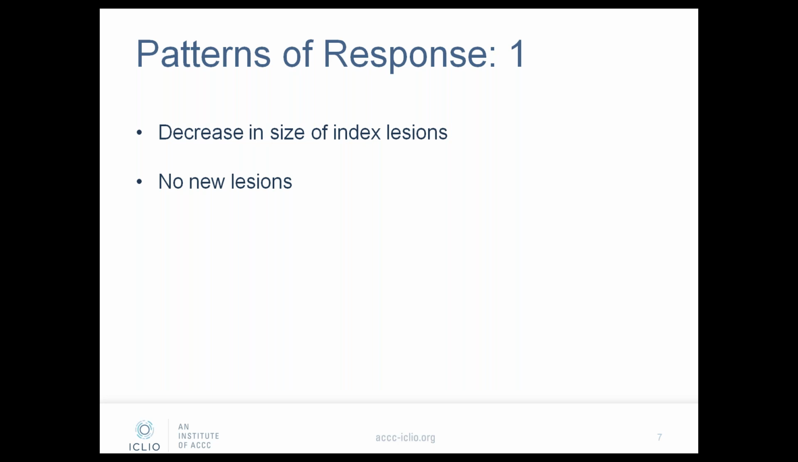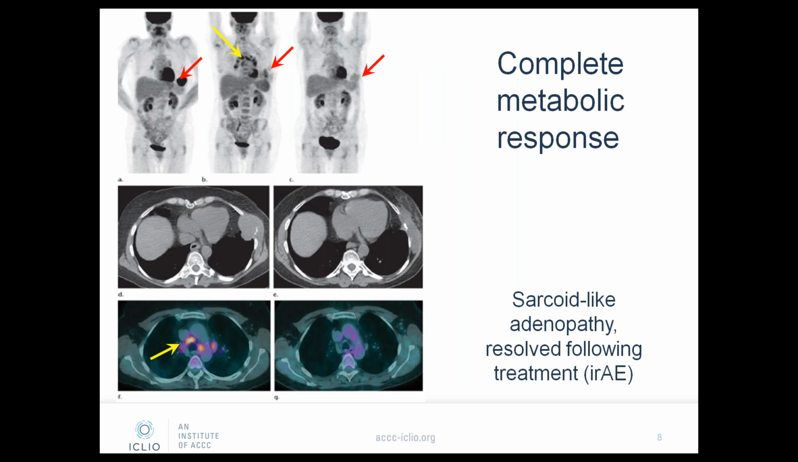So the first pattern of response I want to describe is pattern number 1, where you see a decrease in size of index lesions and no new lesions. This is almost analogous to typical RECIST criteria response to therapy. And so I've got the images on the top. There are 3 images on the top, which are coronal PET images in a patient, and then there are 2 CT images and then fused images below those with the purple color.